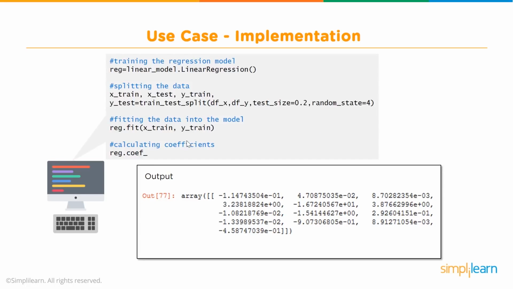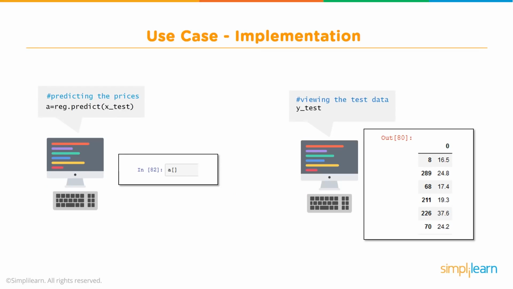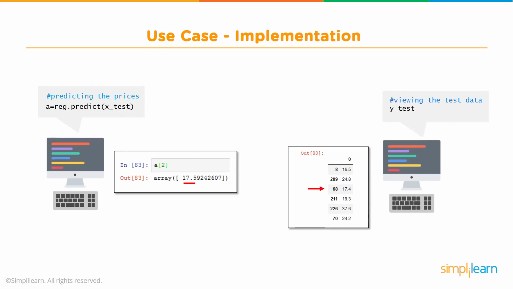Then we train the regression model. Next, we split the data into test and train, wherein the test size is 0.2 and the random state is equal to 4. Then we fit the data into the regression model. After that, we calculate the coefficients, and the values of the coefficients you can see on the screen. Then we try to predict the prices. For array number 2, we get a value 17.5 and for the same array on the test data, it is 17.4. So the difference between the predicted data and the original data is very less.